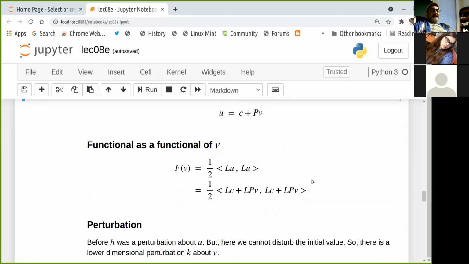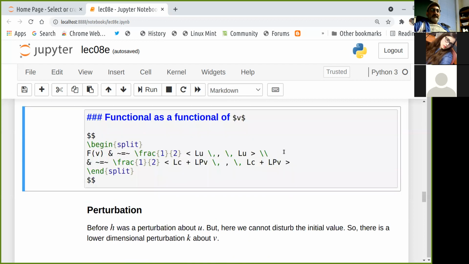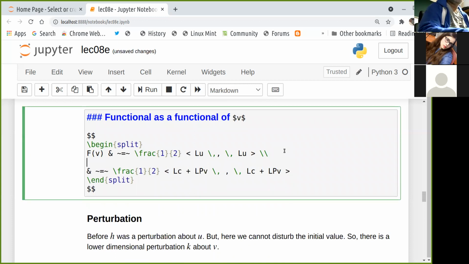Now if I think of f as not being a functional of v, but as being a functional of u, it's the same differential equation as we had before. So f of v is 1/2 Lu inner product with Lu, but u is equal to c plus Pv. Maybe I should put that in.